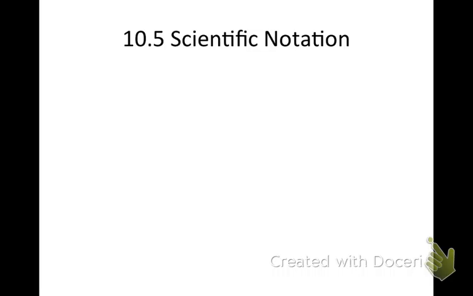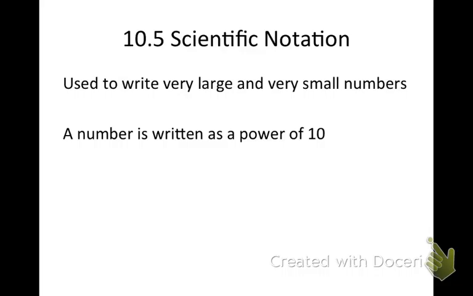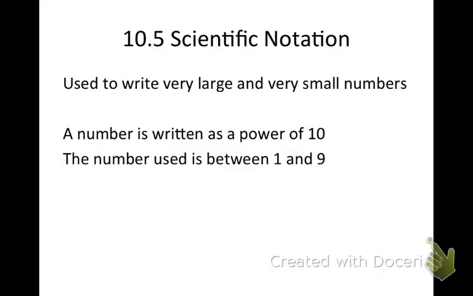So this is on scientific notation. So first, what is scientific notation? Scientific notation is used to write very large and very small numbers, and I'll give you some examples of that in a minute. How do we write scientific notation? Well, in scientific notation, a number is written as a power of 10. And again, I'm going to give you an example, so just write this down for now. The number that I use must be between 1 and 9.